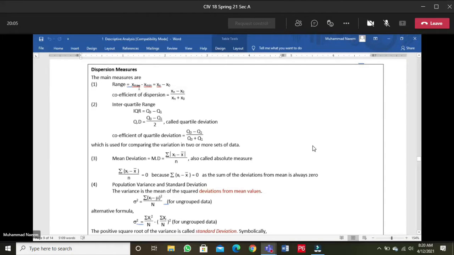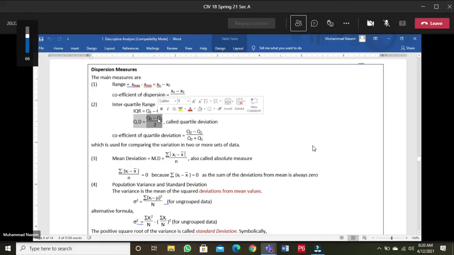Range is simple, just maximum minus minimum value. Interquartile range is Q3 minus Q1, when we need to study the middle 50% of the data. Quartile deviation is Q3 minus Q1 divided by 2. And moreover, we have the coefficient of dispersion and coefficient of quartile deviation.